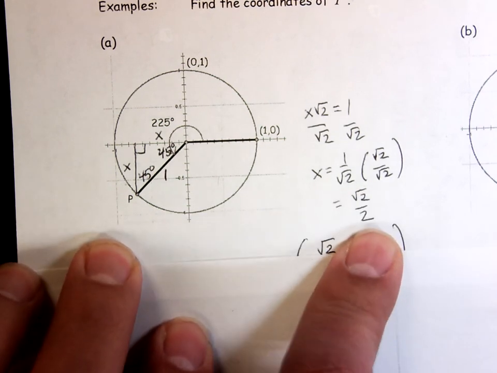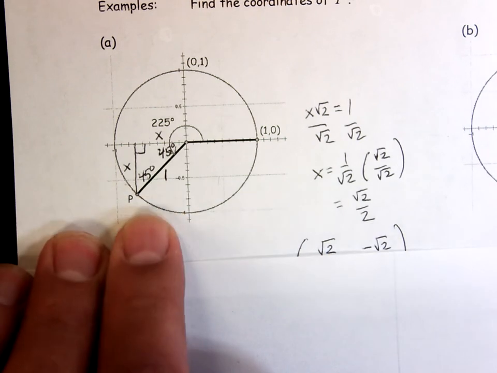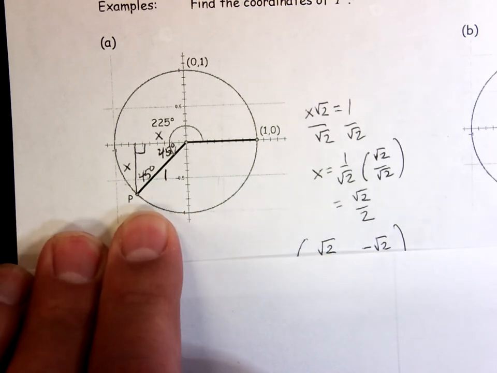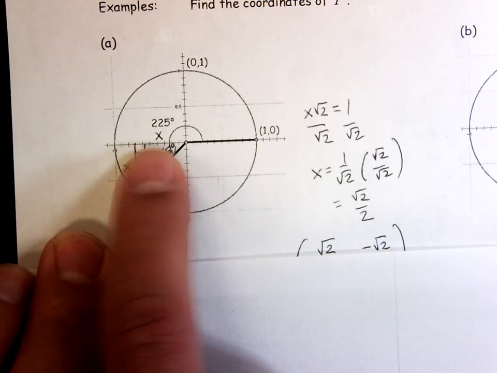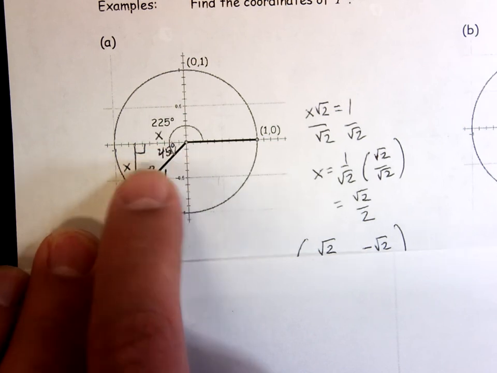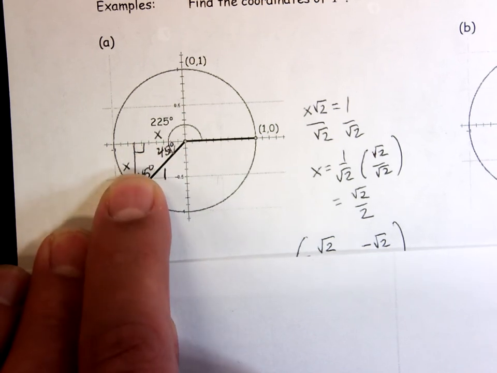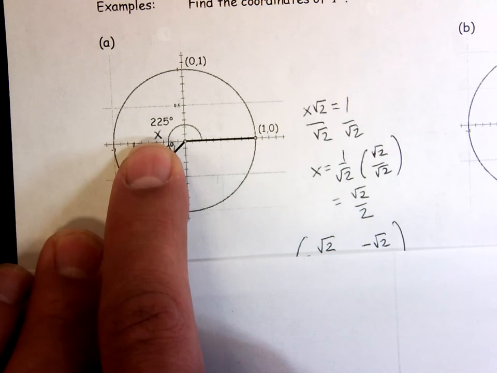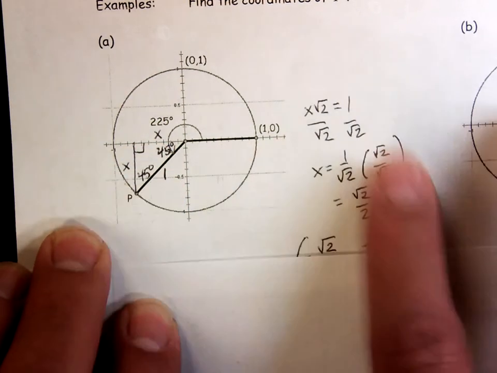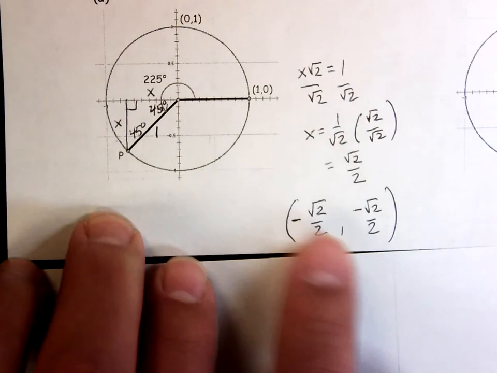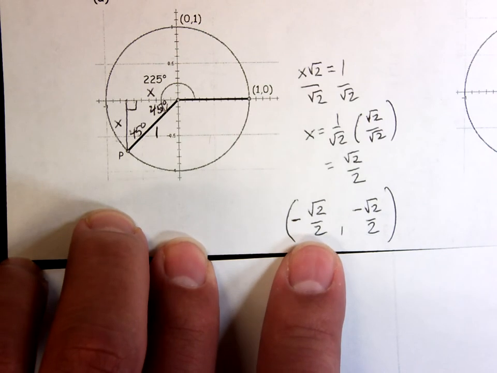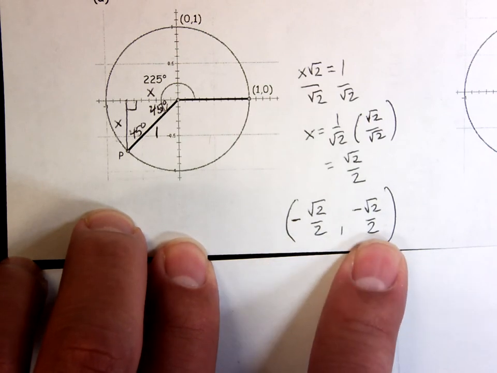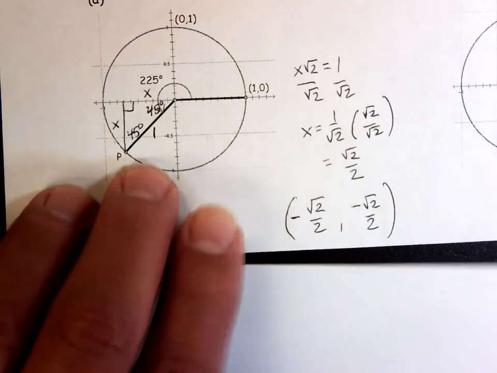Now what they asked for were the coordinates of P. Coordinates have an x value and a y value. But we just said that this length right here is root 2 over 2, and this piece is root 2 over 2. So x is negative this direction, y is negative that direction. So my coordinates of P are negative root 2 over 2, negative root 2 over 2. Again, a lot more in class.